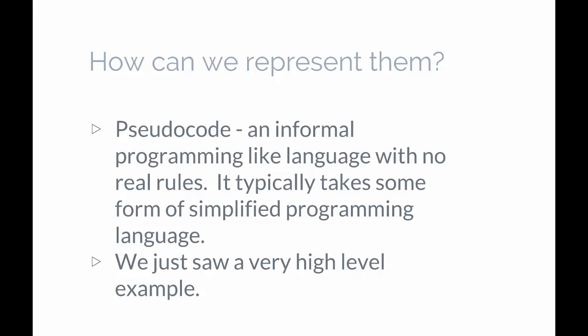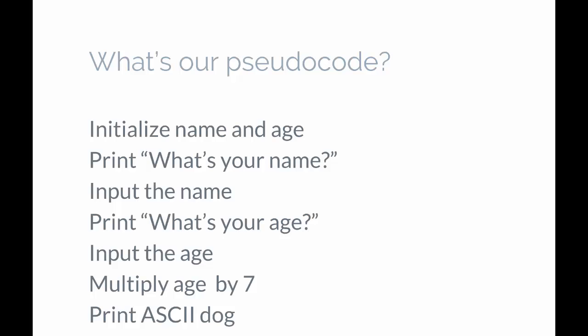So here's a little bit more granular pseudocode for the same problem. First, we'll initialize name and age. We'll print what's your name. We'll input the name. We'll print what's your age. We'll input the age. We'll multiply by 7. We'll print the ASCII dog. Then print the name and age in dog years. That's much more narrow, right? Ricky, if I gave you this, could you write this program? This seems like it would be much easier to write than even the last two.